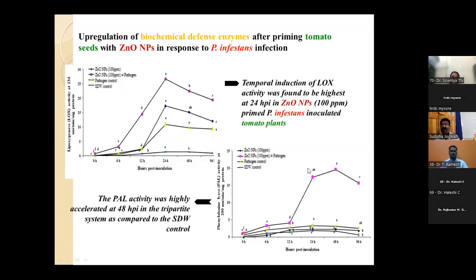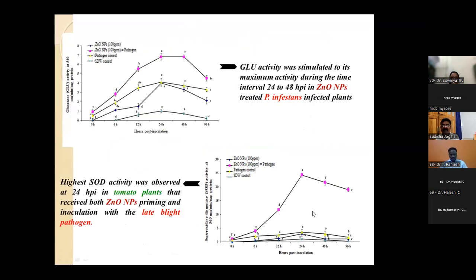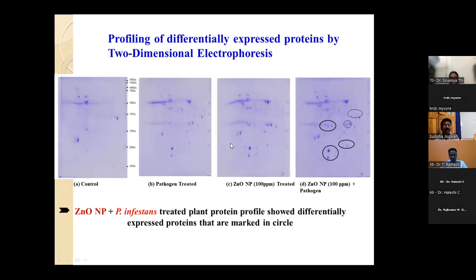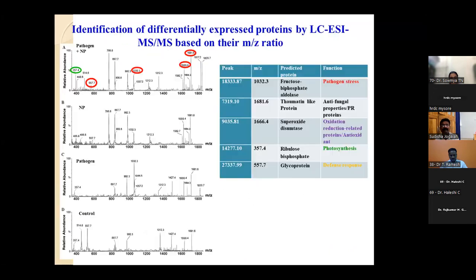Same as with the enzymes, Lox initiated at 12 hours, upregulated at 48 hours, and slightly decreased at 96 hours. So this is the concept we use for our glucanase, SOD, and other things. And also, as I was talking about, we have selected from differentially expressed proteins in primed and non-primed plants. Also we studied, where we have done the 2D gel electrophoresis to identify the differential expression of the proteins that are majorly triggering the resistance as well as the promotion of the plant.